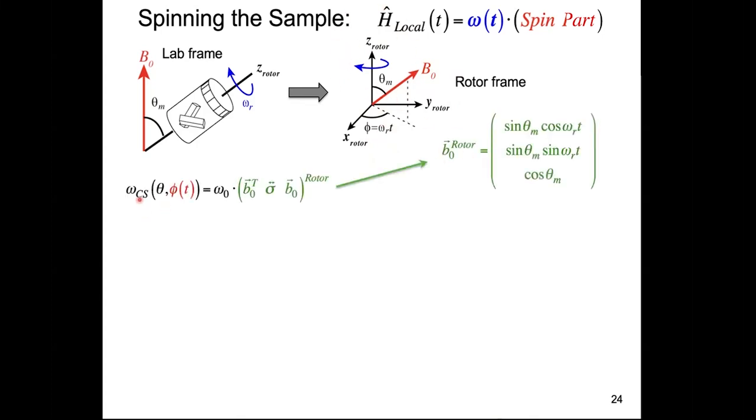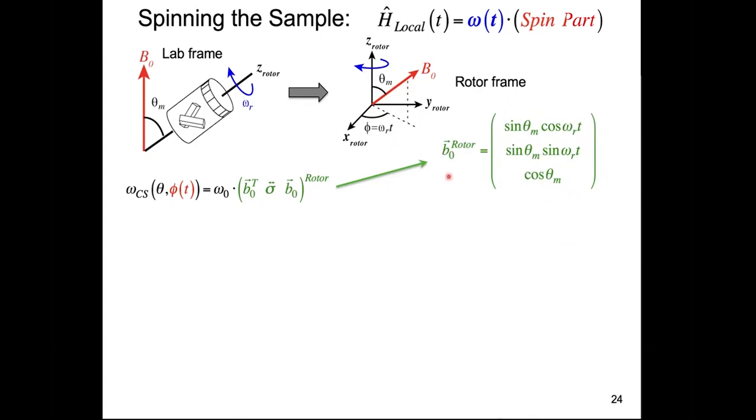So what this means is that the chemical shift frequency, which is omega depending on theta and phi, now the phi is time dependent, but otherwise the chemical shift frequency still follows this bilinear product where you have the chemical shift tensor sandwiched by the magnetic field unit vector B0 before and after. Except that the B0 in the rotor frame now has these three terms where you have time dependence in the x and y term because of the rotation. You have the x term as sine theta m times cosine omega R t, and the y term is sine theta m times sine omega R t, and the z term is time independent and it's cosine theta m.